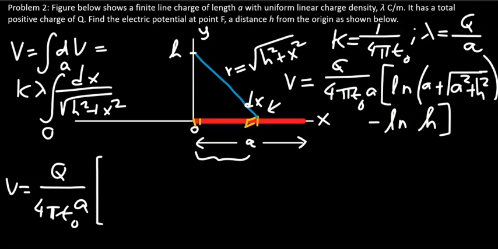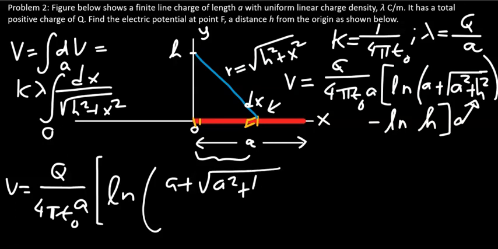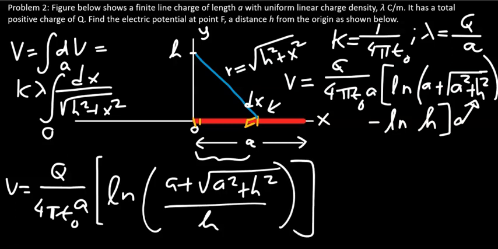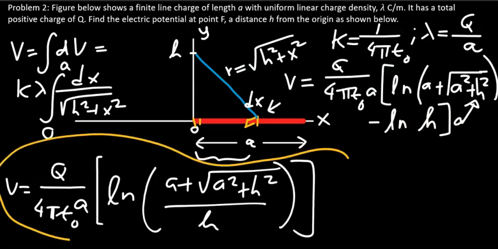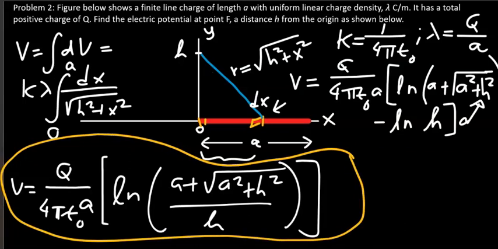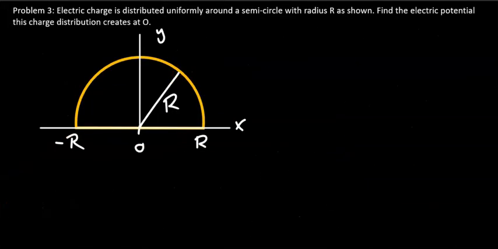So using the rule of natural logs, you can combine the two terms of natural log, and that's going to be natural log of a plus square root a squared plus h squared over h. And this is the complete answer to this problem, namely the potential here due to that system of continuous charge distribution. Next problem, electric charge is distributed uniformly around a semicircle with a radius r.